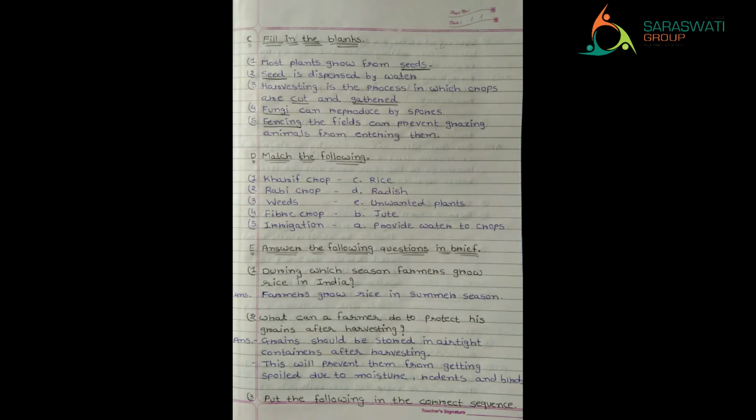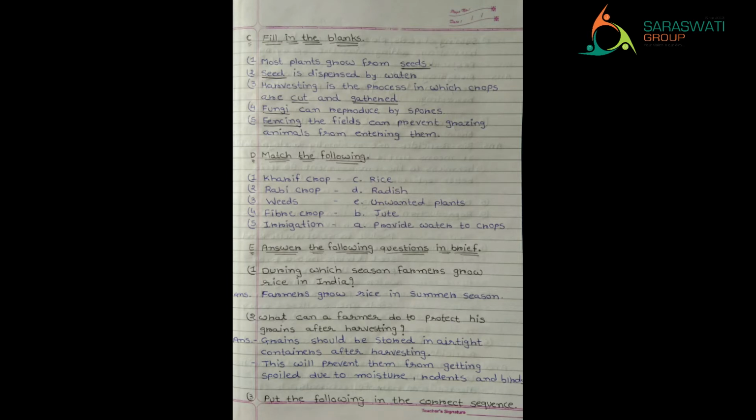Now we are moving to the C section, that is fill in the blanks. The first blank is most plants grow from blank. What is the answer? Seeds, right? Every plant will grow from seeds only. Okay? Now second blank. Blank is dispersed by water, right? That means seeds can be dispersed by water, right? So seed is the answer for the second blank as well.